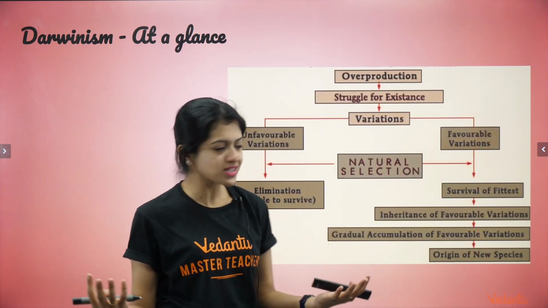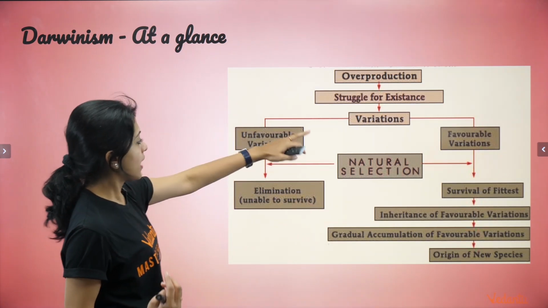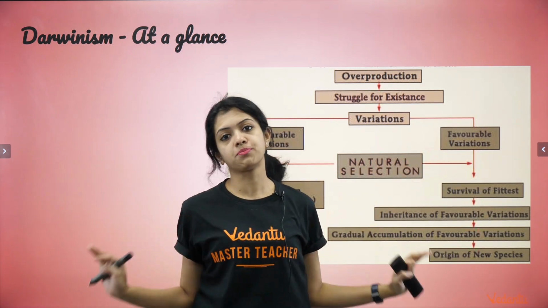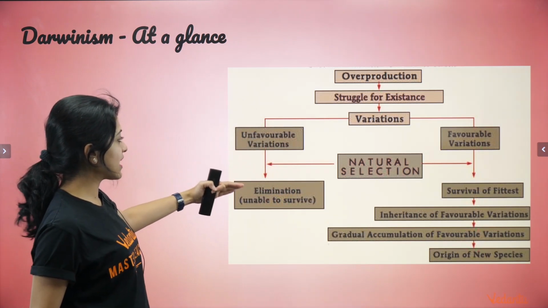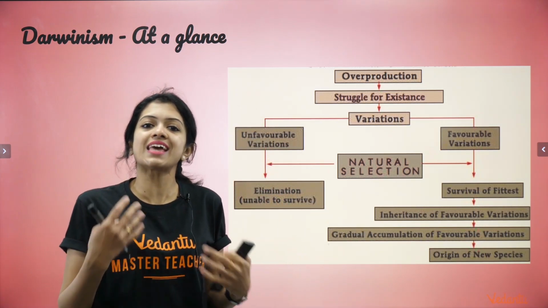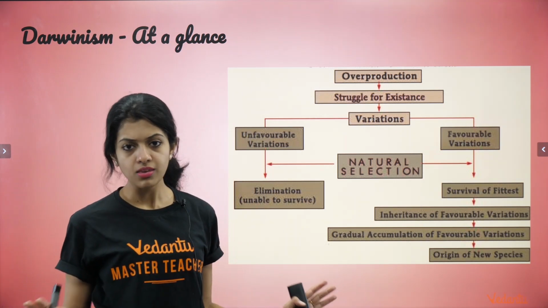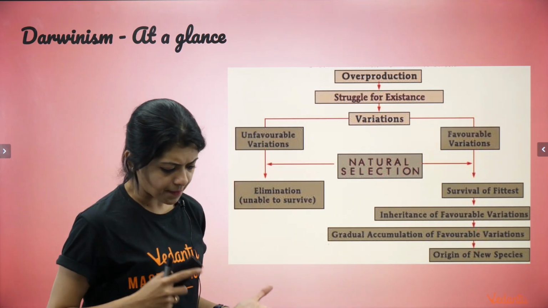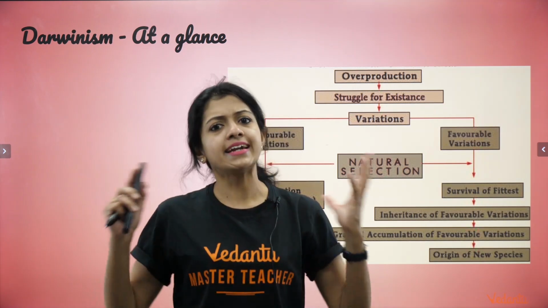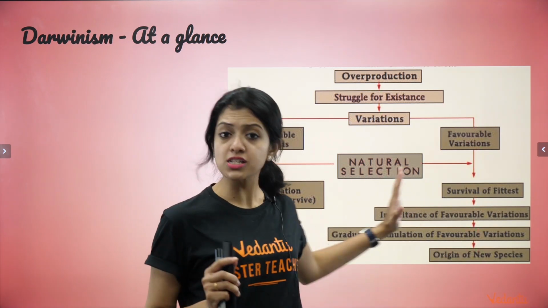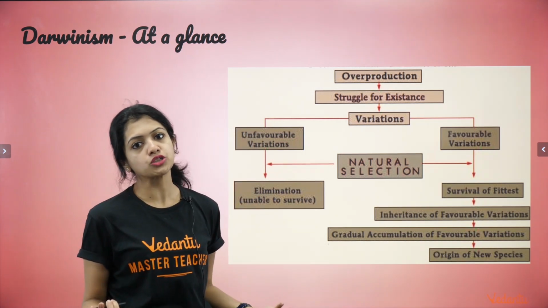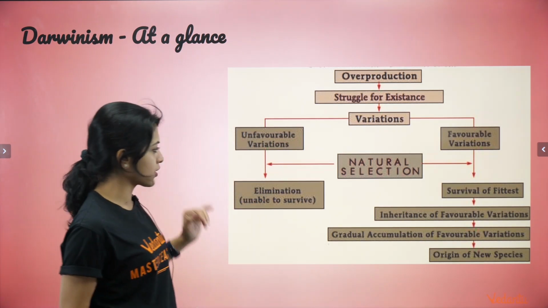A lot of variations can be seen, and then there can be variations which are unfavorable. There can be variations which are favorable also. Unfavorable variations would lead to elimination of those organisms because they are not able to survive. Unfavorable in the sense, any kind of variation that doesn't help that organism get adapted to that particular environment. That is what we mean by unfavorable variation. Okay, so such organisms naturally wouldn't be able to survive and they die off.